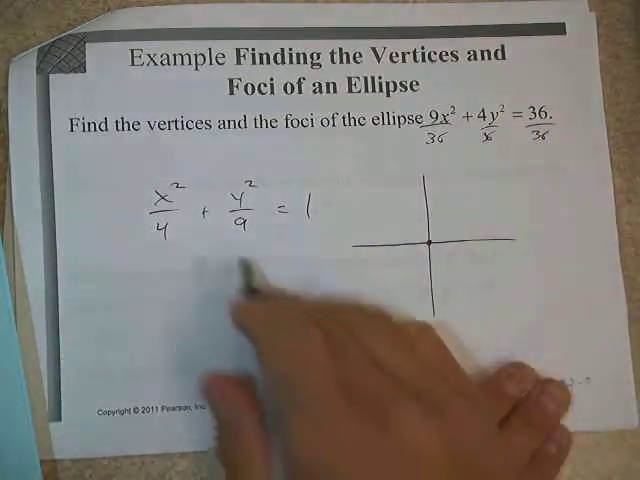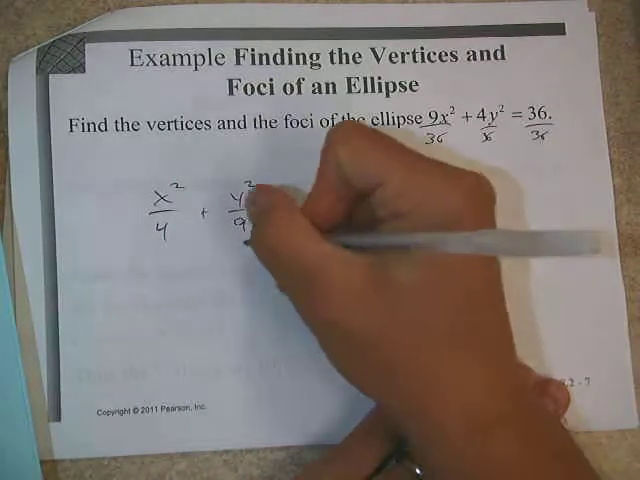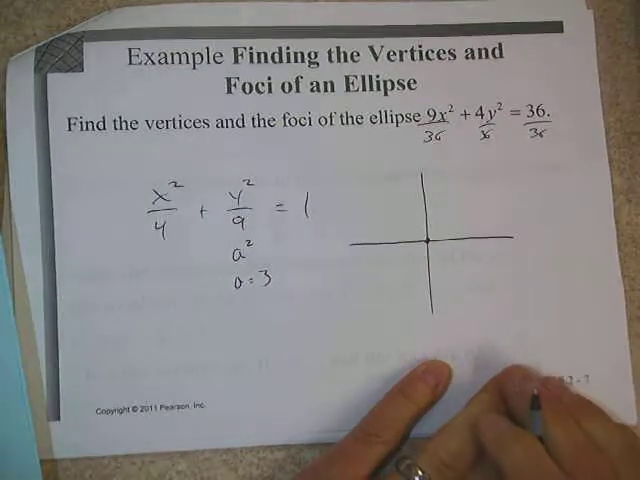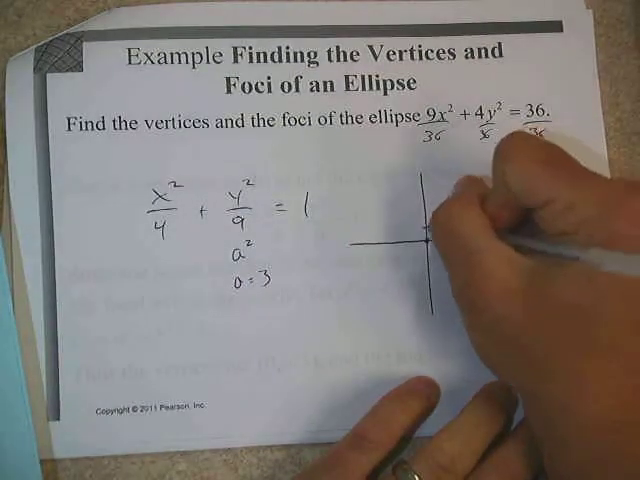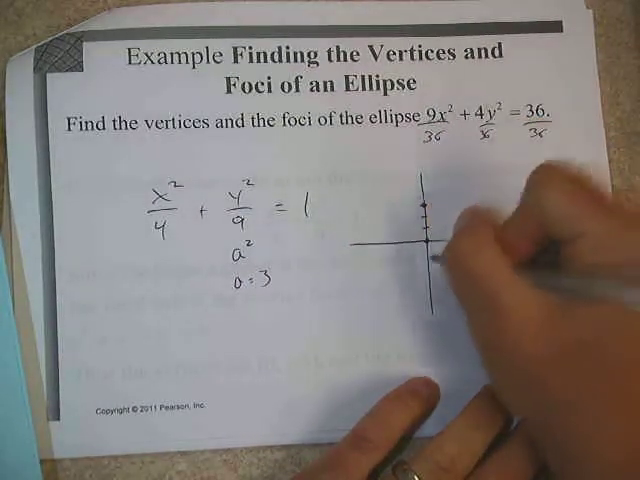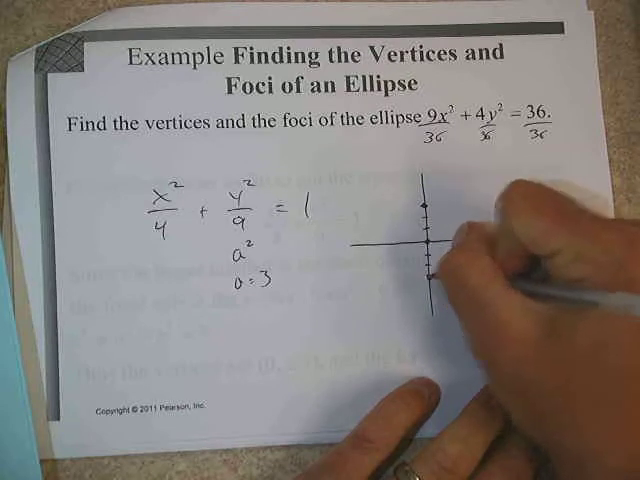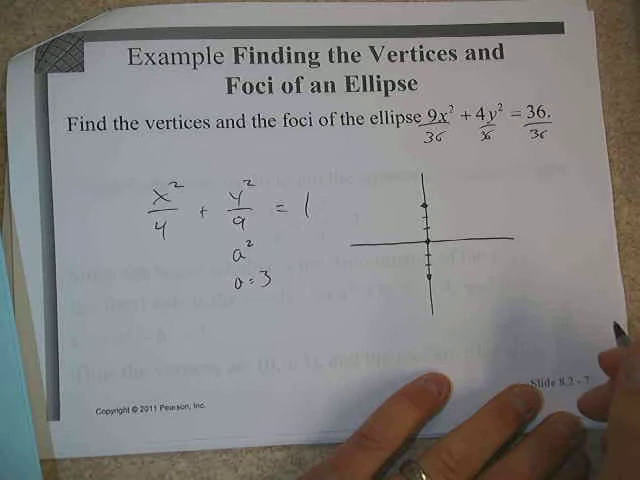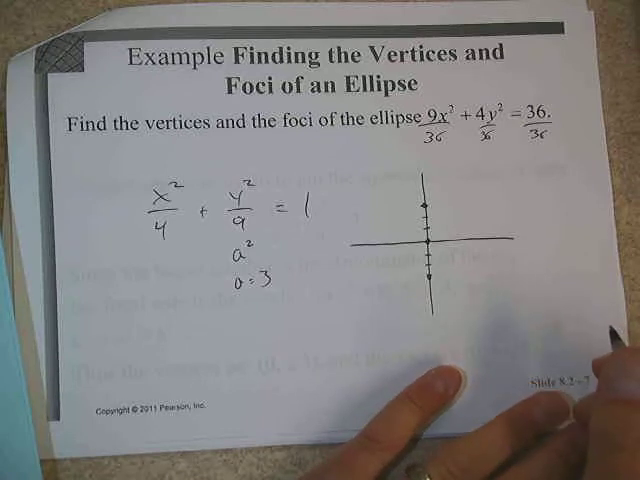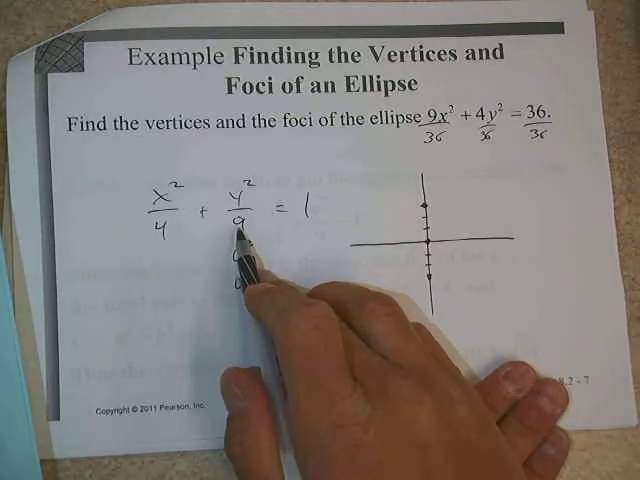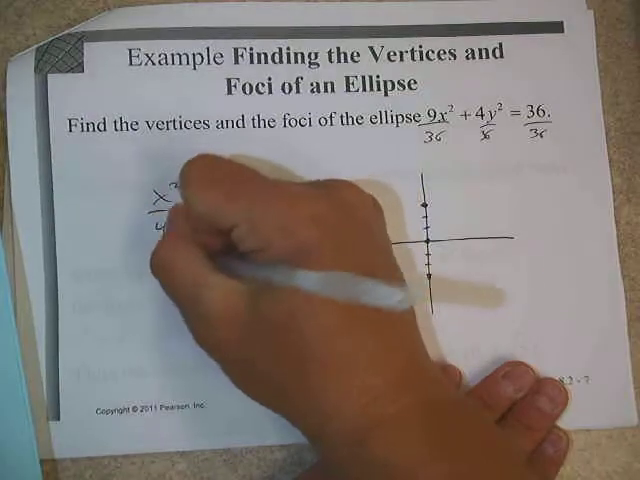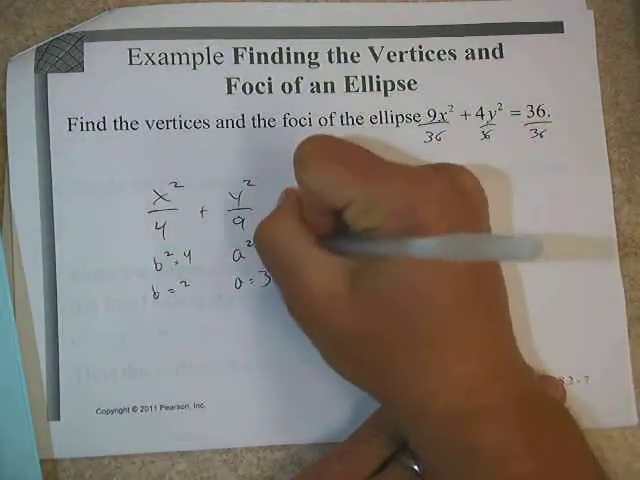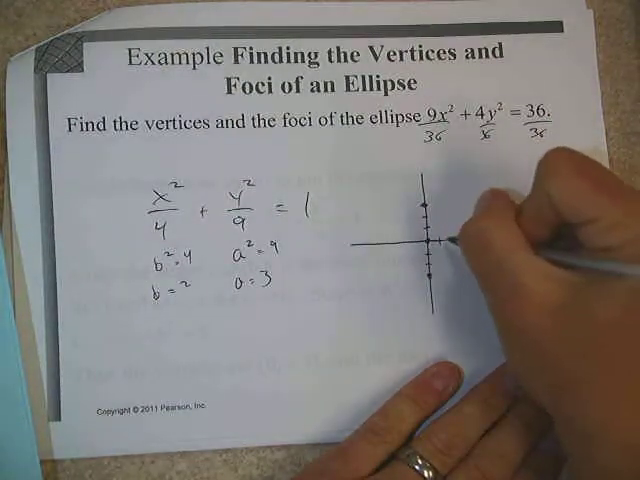And I mentioned earlier that if the bigger number was underneath the y squared, then the major axis is going to be vertical. So we're going to center here at the origin. This number right here, keep in mind, is our a squared. So that means a would be 3. So when we graph this, we're going to want to go 1, 2, 3 up, 1, 2, 3 down, and that right there is going to define our major axis. Make sure we don't go 9 up and 9 down. Remember, that number is a squared, not a.